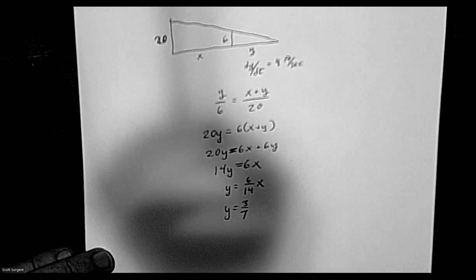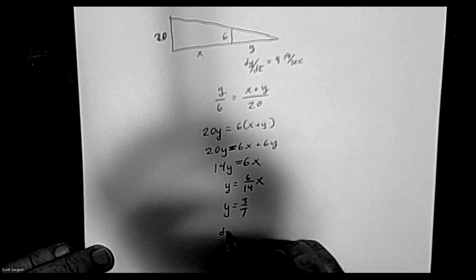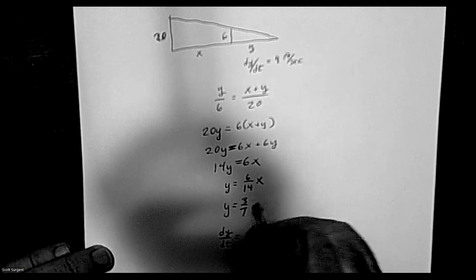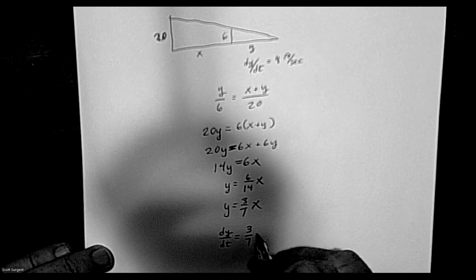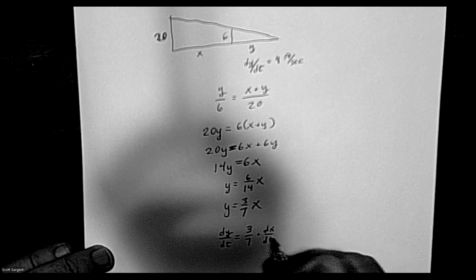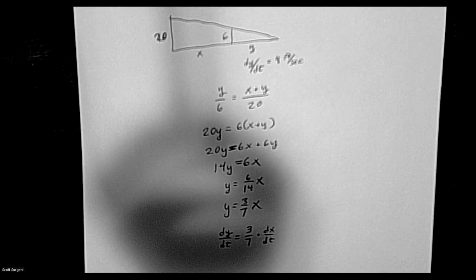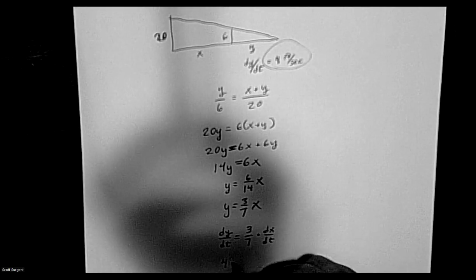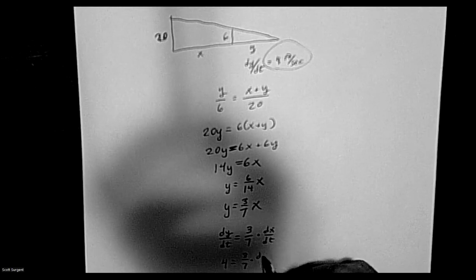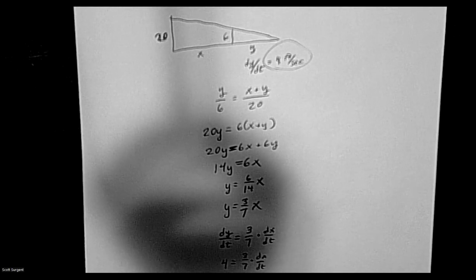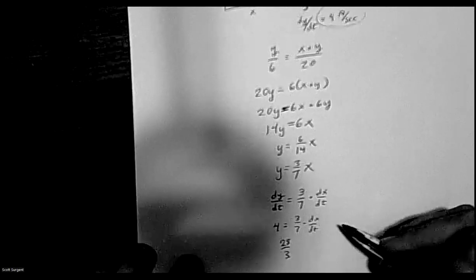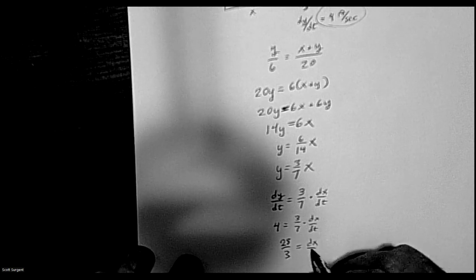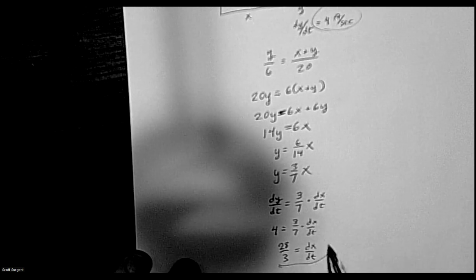If I take the derivative with respect to time, the derivative of 3/7 x is just 3/7, but times dx/dt. I know that dy/dt from the given problem is 4. So that allows me to solve for dx/dt. If I multiply by 7 and divide by 3, I get 28 over 3 is dx/dt. Sorry for my camera here. So I'll put some circles around it.